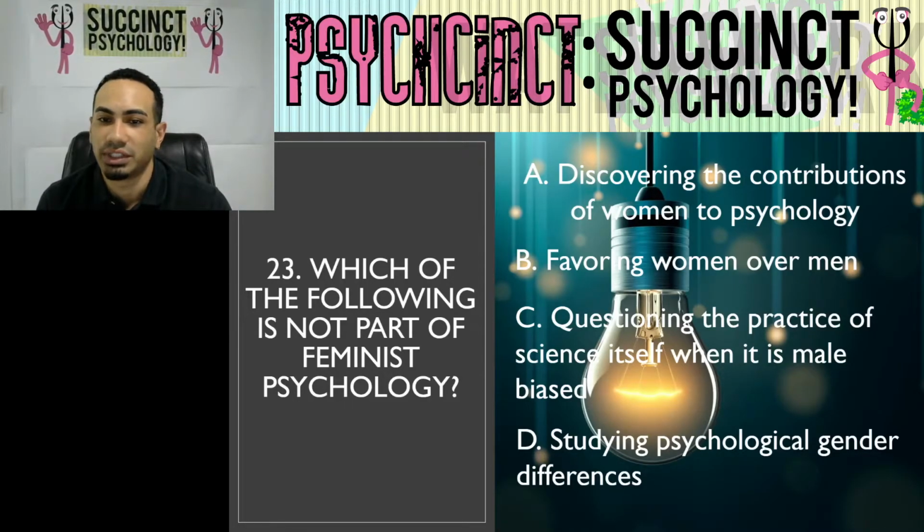Alright, so which is not part of feminist psychology? Well, A, discovering the contributions of women to psychology, that sounds like something that would fall within the realm of feminist psychology, and it does. Questioning the practice of science itself when it is male biased, that also sounds like part of feminist psychology, and it is. And then studying psychological gender differences is also part of feminist psychology. Therefore, the answer is B, favoring women over men. That is not part of feminist psychology.